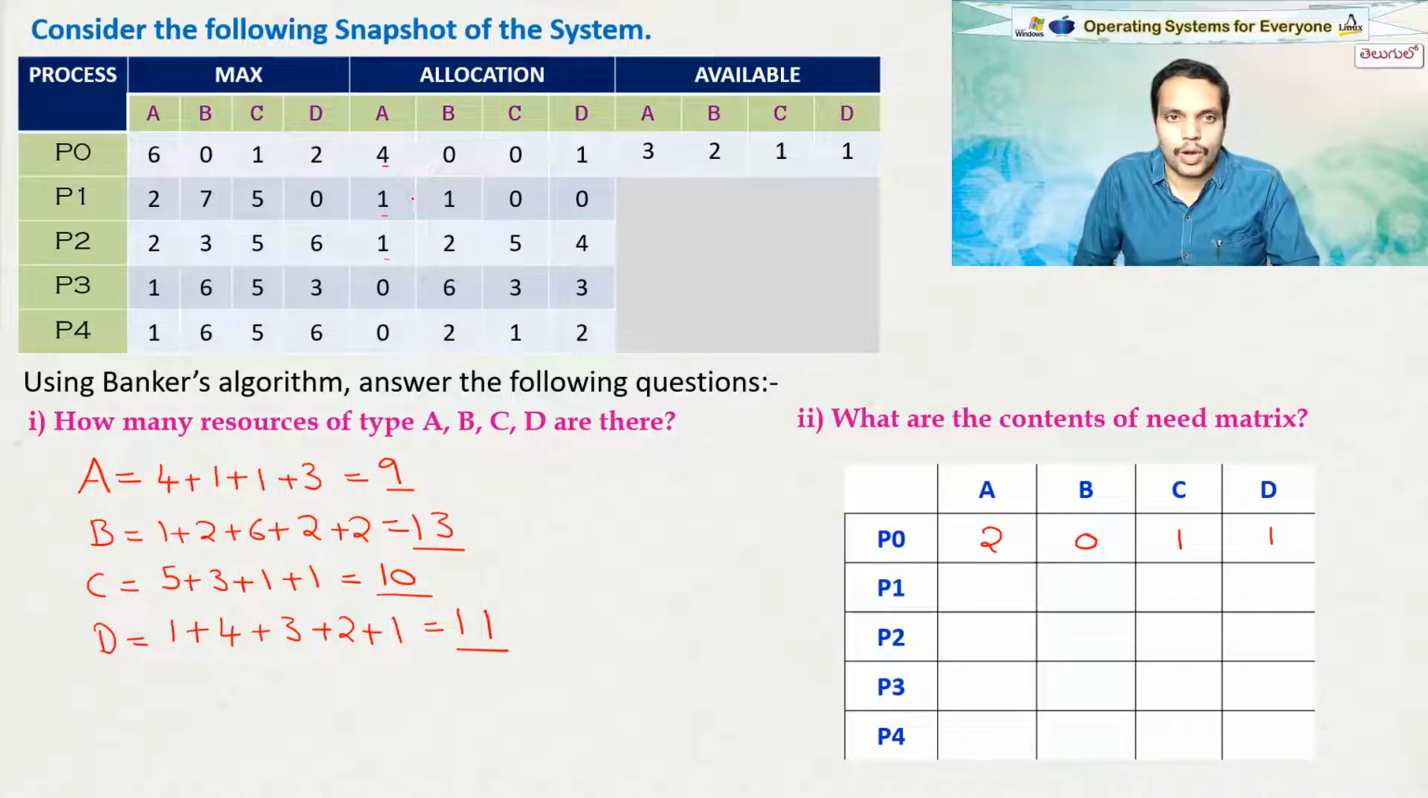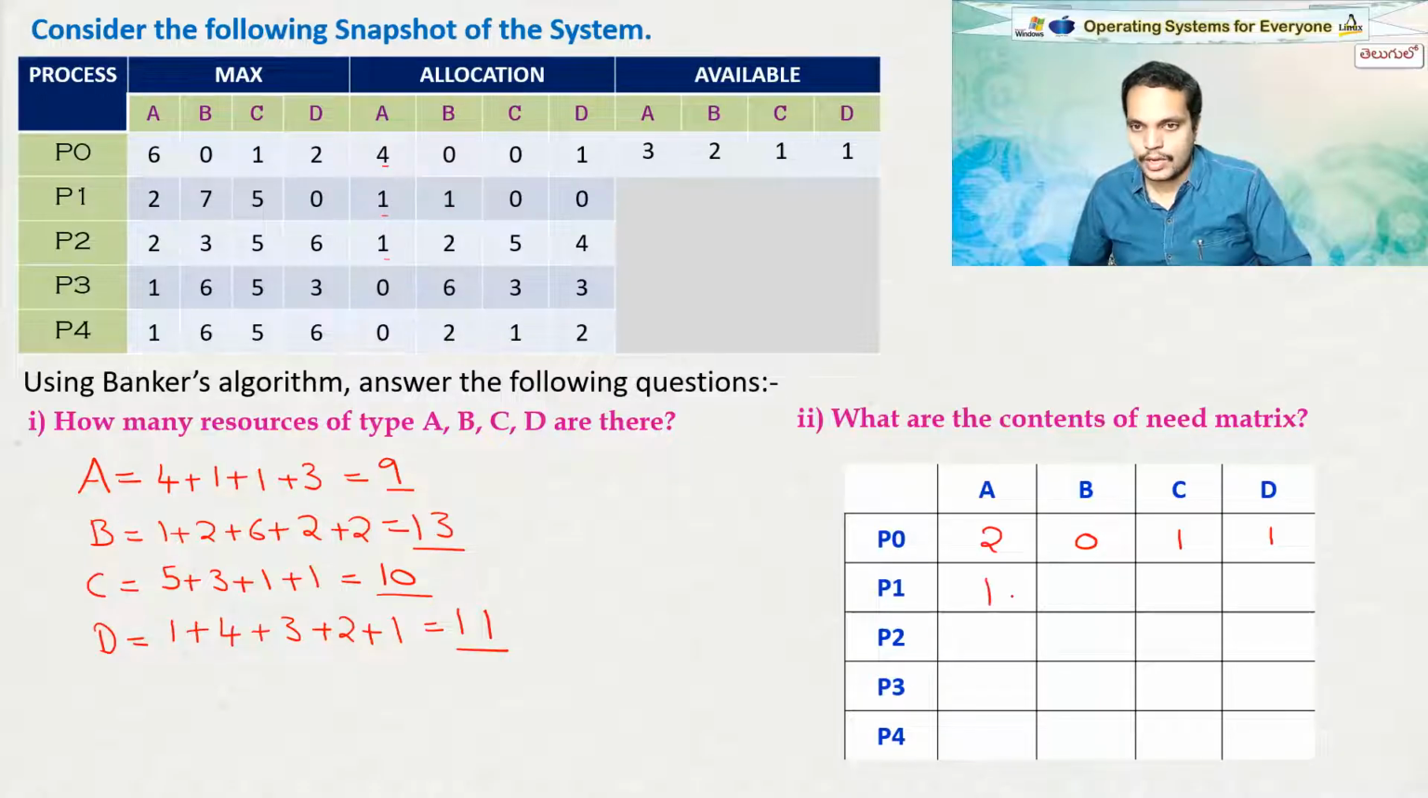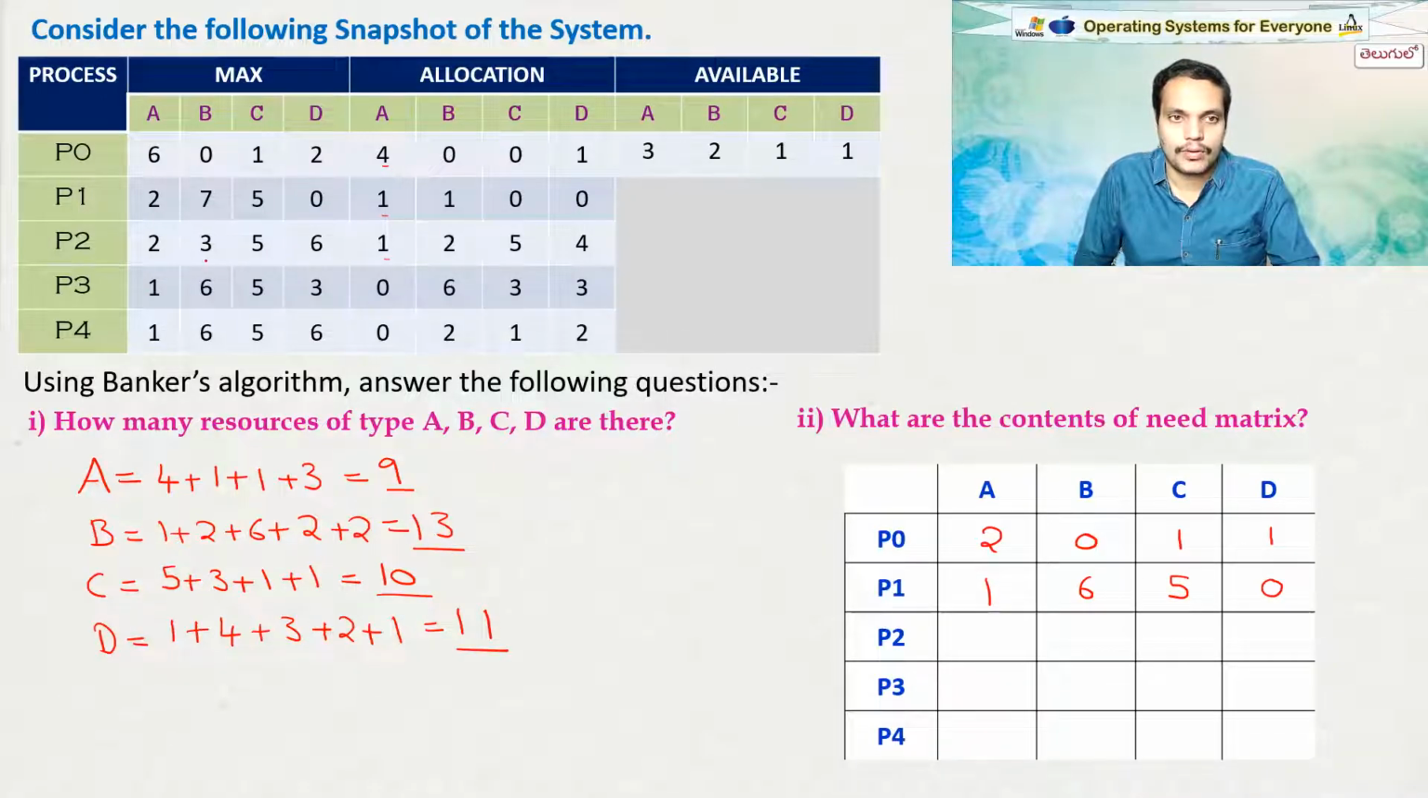Similarly for P1, 1, 6, 5, 0. P2, 1, 3 minus 2, 1, 0, 2. So for P2, 1, 1, 0, 2. Similarly for P3, if you calculate, 1, 0, 2, 0. P4, if you calculate, 1, 4, 4, 4. This is the need matrix.